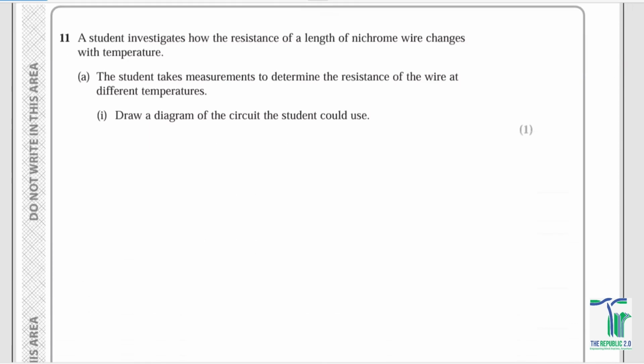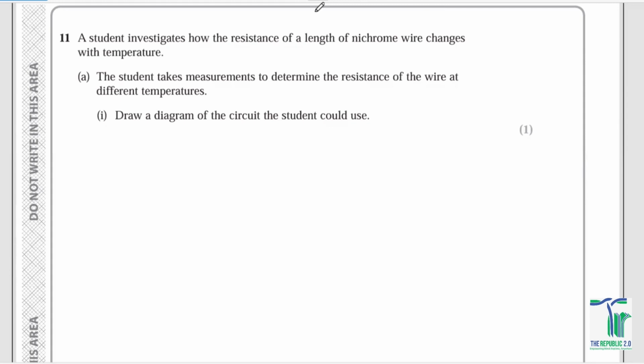Now you've got question number 11. In question number 11, the student investigates how the resistance of the length of the nichrome wire changes with temperature. The student takes measurements to determine the resistance of the wire at different temperatures. Draw a diagram for the circuit the student could use.